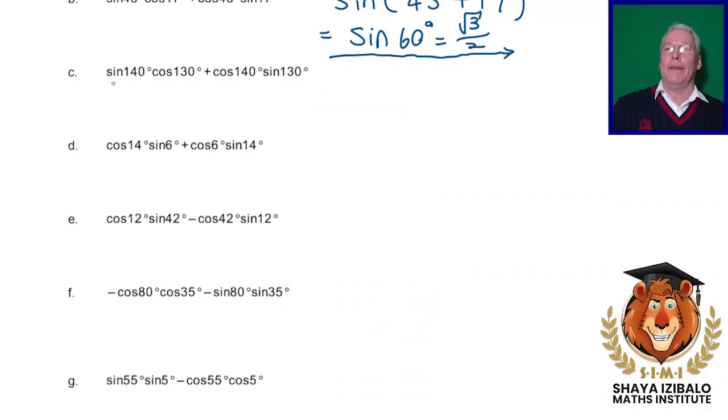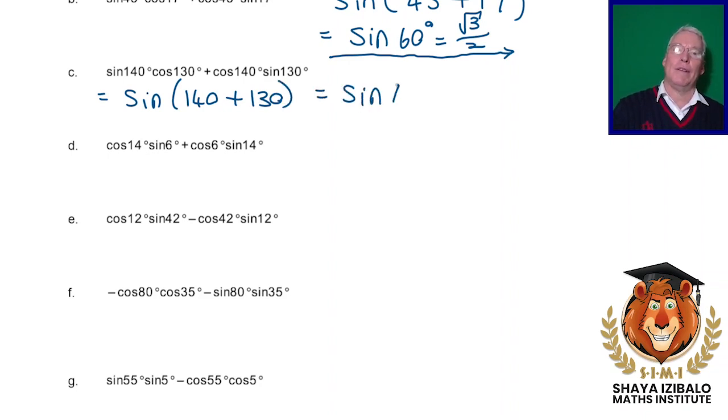Okay, so this one, sine 140 cos 130, this is a sine one. This is sine of 140 plus 130, and that's the same as the sine of 270. And remember that we can work out trig ratios on the axes either by thinking of a trig graph. Sine of 270, 270 is 3/4 of the way through. Sine of 270 is -1. That's the one way we can do it.